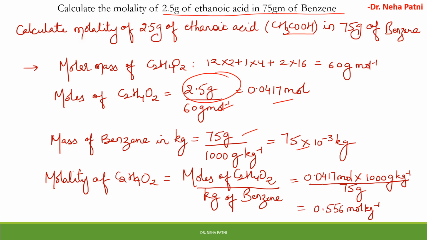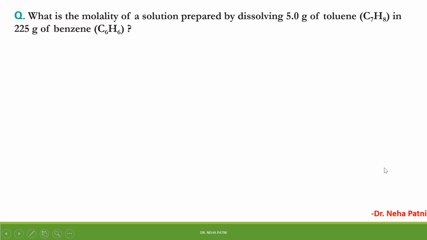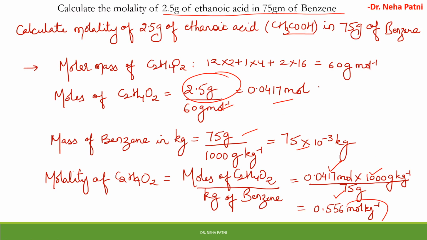Moles of solute, which is already given, then mass of solvent, which is 75 gram, but then you have to convert it into kg. So gram, kg inverse, mole per kg is the answer, right? So please do look into the units also, because that is also important. That will give you a sense of clarity, and that will give you confidence also.